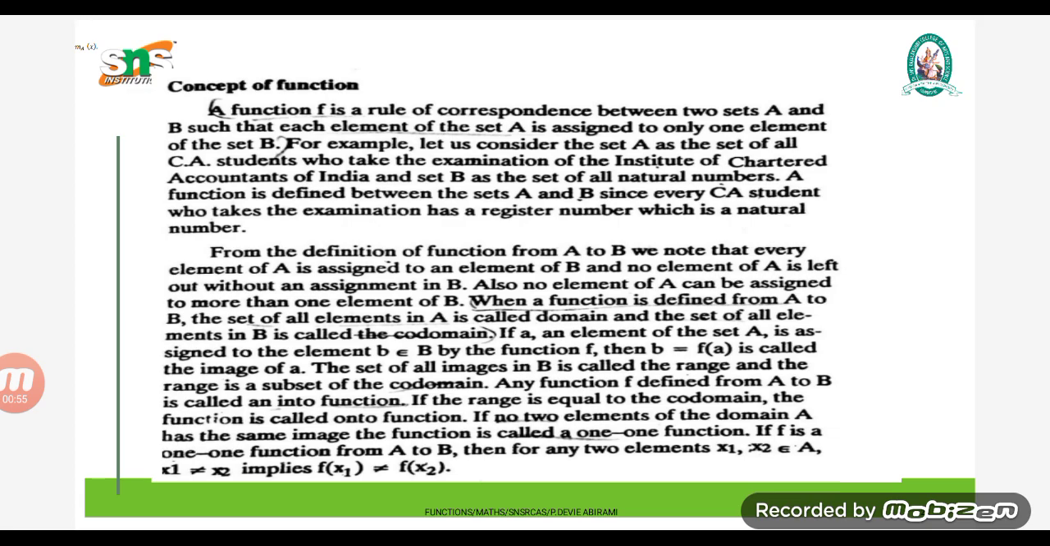From the definition of a function, each element of A is assigned to an element of B, and no element of A is left out without an assignment in B. If it is left out, then it is said to be not a function. When a function is defined from A to B, the set of all elements in A is called the domain and the set of all elements in B is called the codomain. It is also called that A is the image and B is the pre-image. The set of all images of elements in B is called the range of the function.